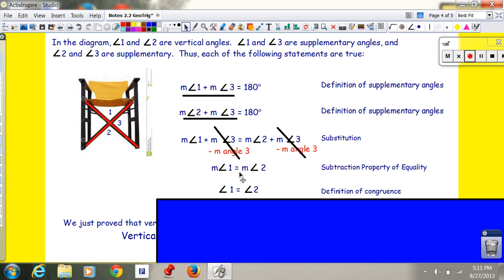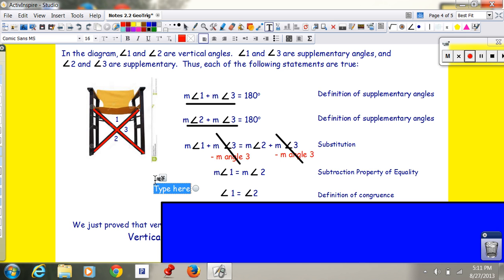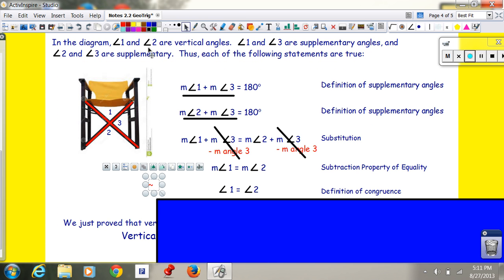And actually, this should be a little congruent squiggly line on top of this thing. So let me put that in there for you. This little squiggly should be there. So this squiggly goes right on top. So that's the congruent symbol. Angle 1 is congruent to angle 2. The definition of congruence is that their measures are equal.